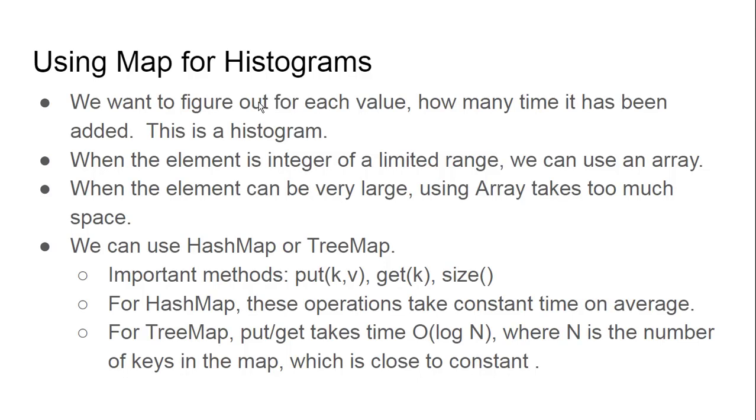Yeah, so I mentioned this one usage for map is for histograms. If we want to count how many times a value occurs, then we can use map. For histogram purposes, we can use either hash map or tree map because we don't really care about the order. When we care about the order, we use the tree map.